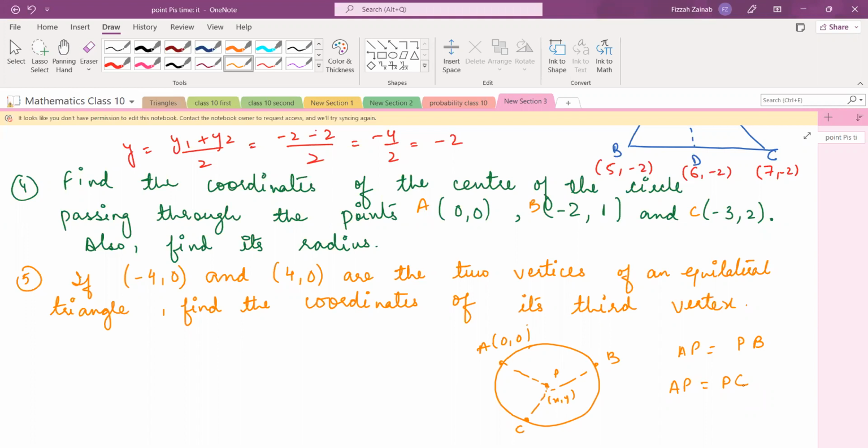Yes, what is the first equation, Harsha? 4x minus 2y plus 5. Okay, right. And second? 6x minus 4y plus 13. Okay, yes. So now to solve them.